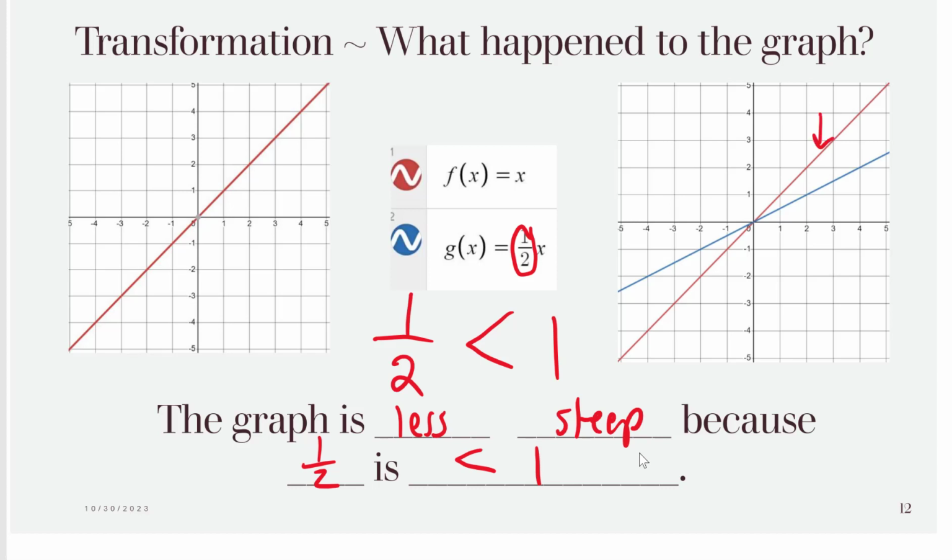So this is the original, and this is the new graph. So this one is easier to climb. Ese es más fácil caminar la montaña. So eso significa es menos inclinado or less steep.